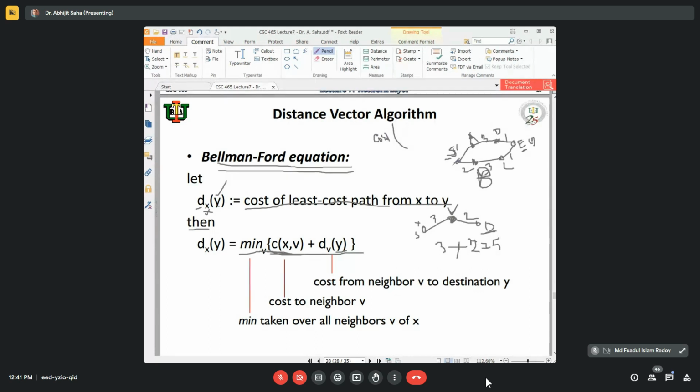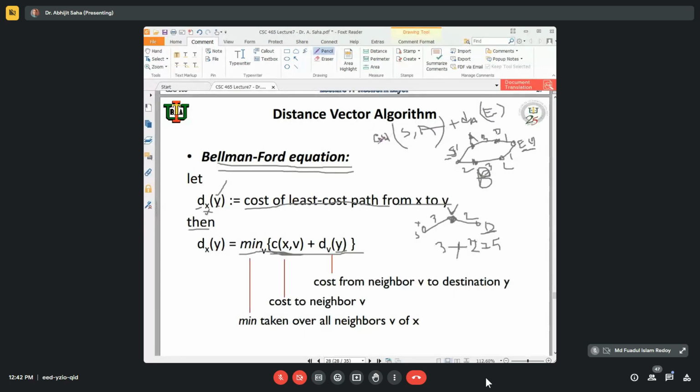A to V. That means if I'm considering S to A, so this is going to be cost of S to A, and with that I have to add dv to y. So in this case this is my v, right? So A, that is going to be dA, and who is going to be my destination E, so that is going to be my E.